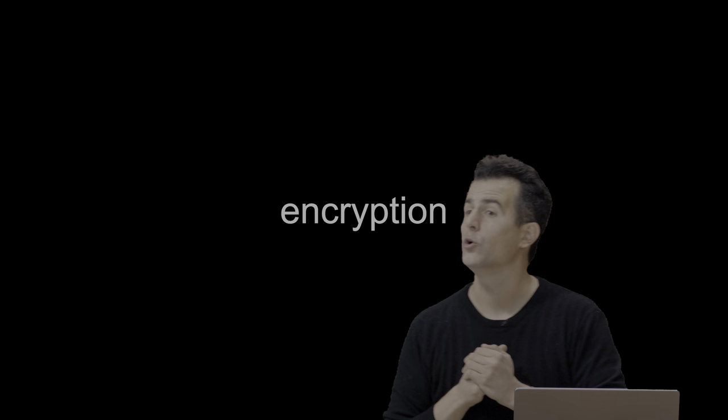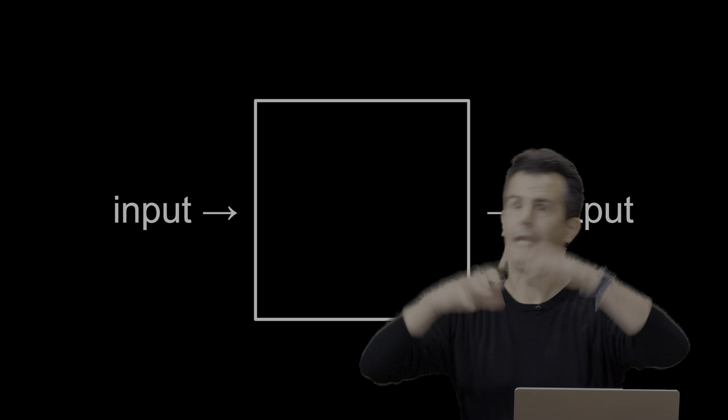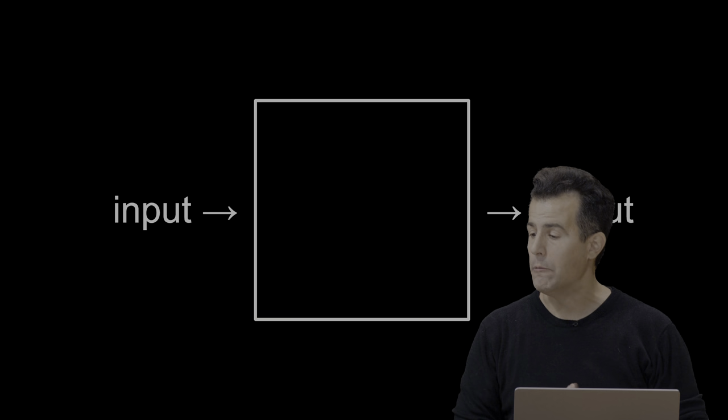And only someone who knows what algorithm you've used and what input you've used to the algorithm, theoretically, can decrypt that process and convert it back to the original message. So if we use our mental model from last week, here is a problem. Here is an input and output.